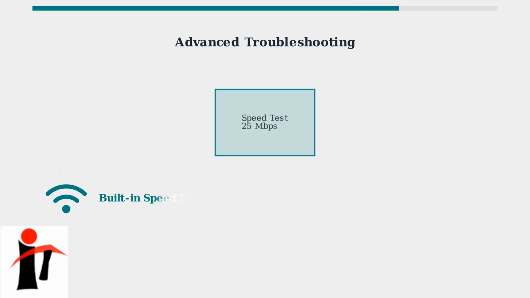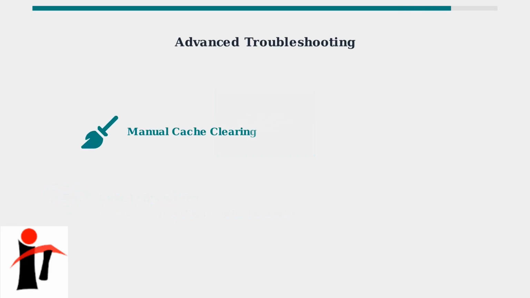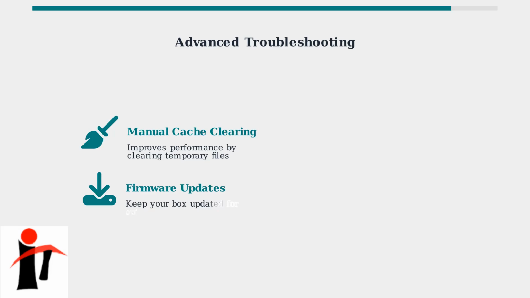The built-in Network Speed Test tool measures your internet connection quality. This helps determine if slow performance is due to network issues or other factors. Aim for at least 25 Mbps for 4K streaming. Regular maintenance keeps your EE TV Box Pro running smoothly.